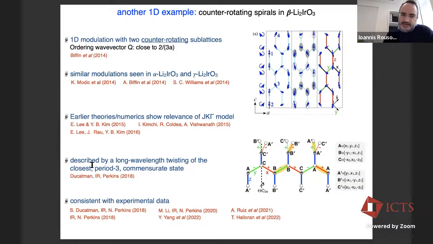And then there is another theory which says that we can actually describe this modulation as a long wavelength twisting of the closest possible period 3 commensurate state, which is drawn here. And over the last years, we've been able to match the predictions of such a theory with a series of experimental data.